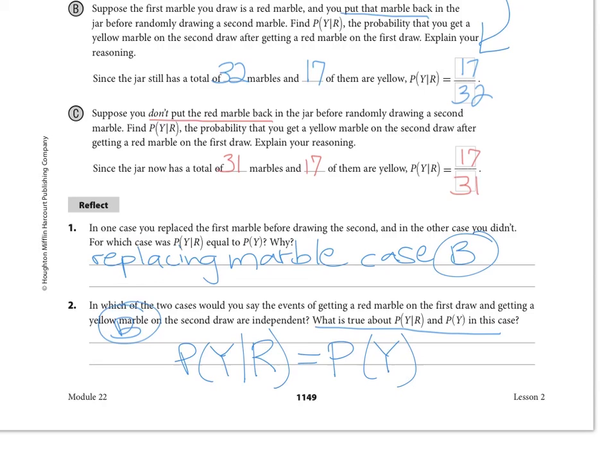So the conditional probability has to be the same as just the probability overall in order for the events to be independent. We're going to see what that looks like with some actual examples in our next video, but that's just a nutshell explanation of what it means for events to be independent.